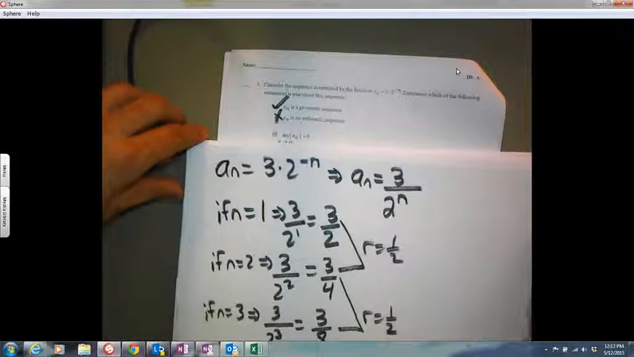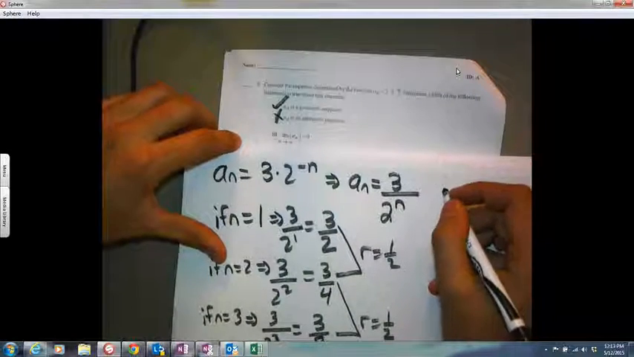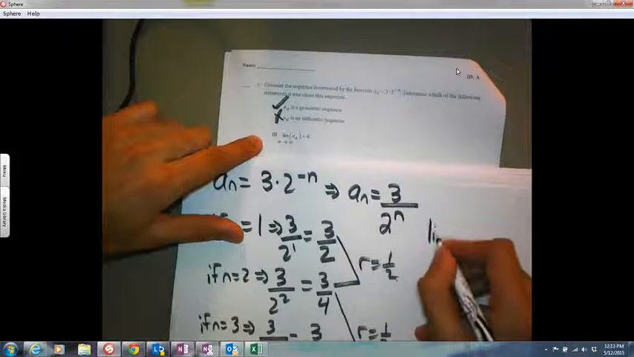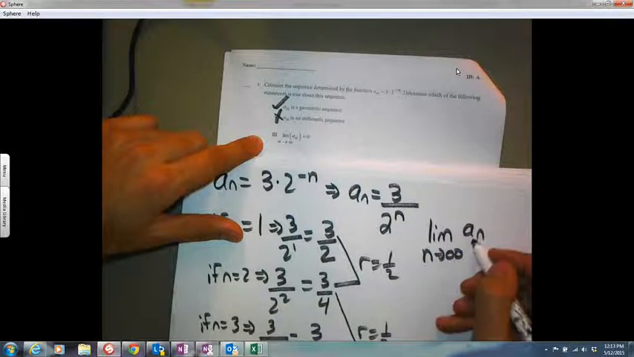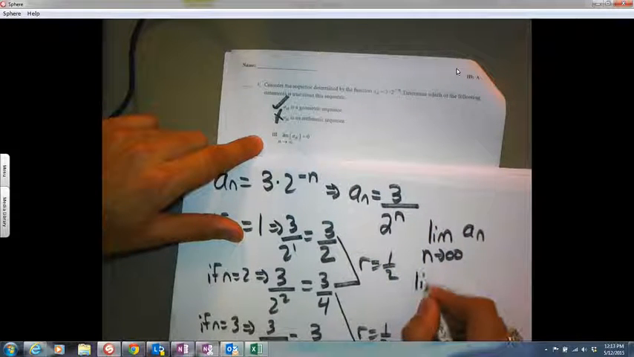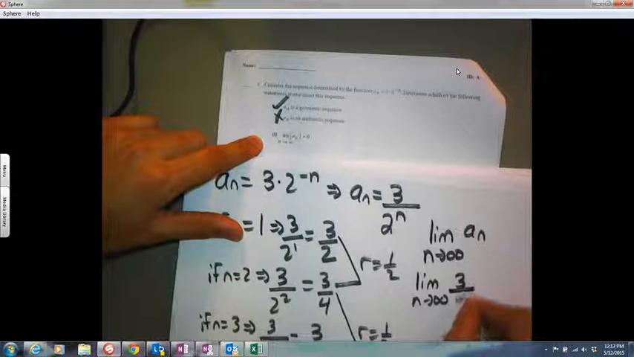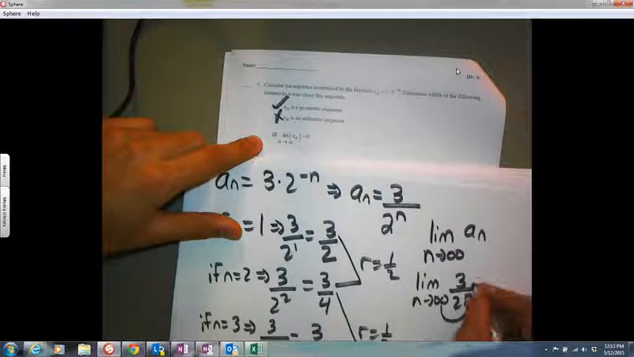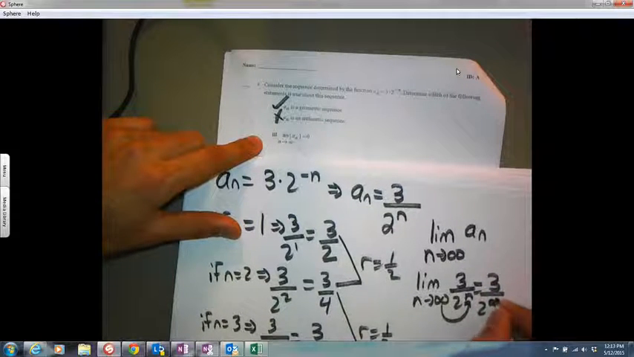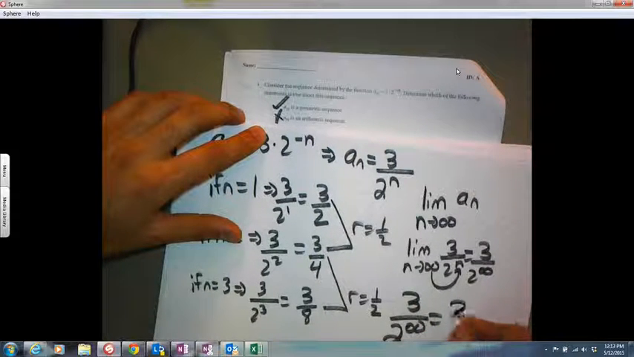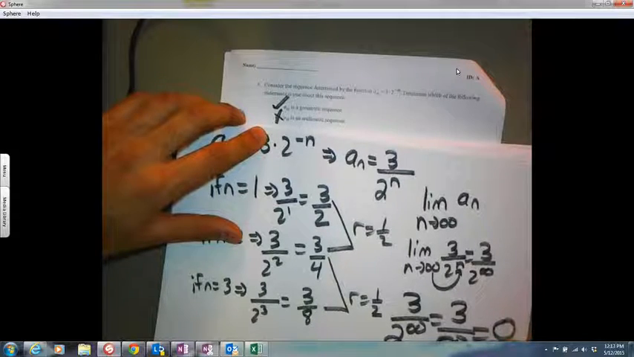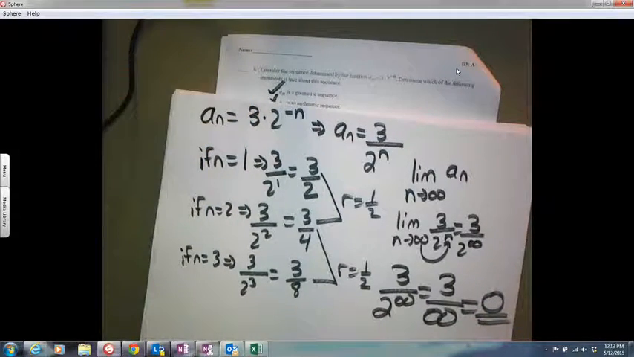And finally, now we need to check number 3, limit as n goes to infinity of a sub n. Let's see what that equals. Well, a sub n is really this. So let's go limit as n goes to infinity of 3 over 2 to the n. Let's put infinity there. 3 over 2 to the infinity equals 3 over infinity, which equals 0. Which is exactly what they said. So the answer was H, 1 and 3. Questions?